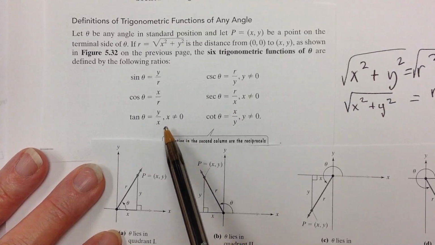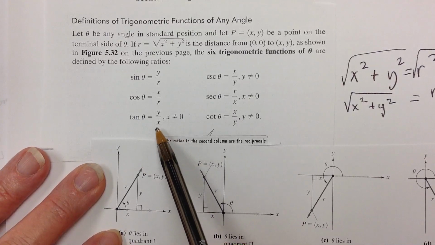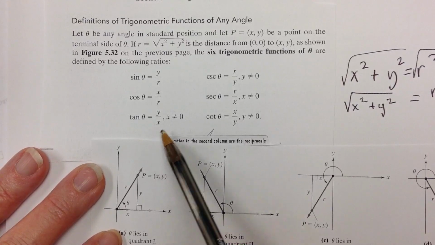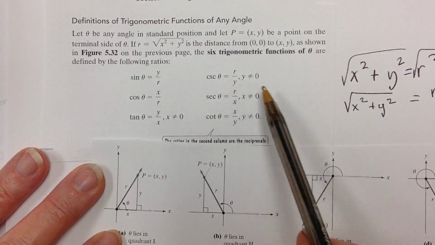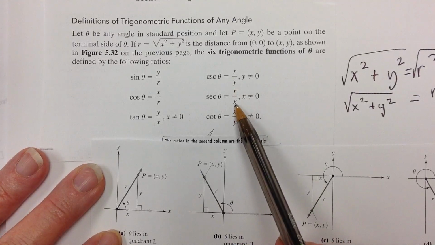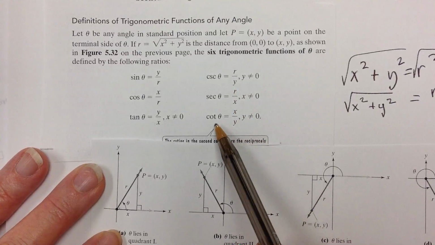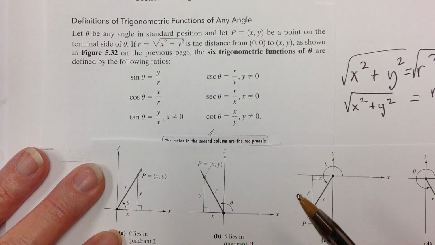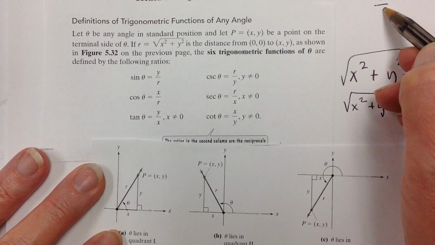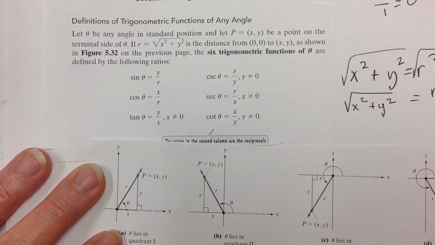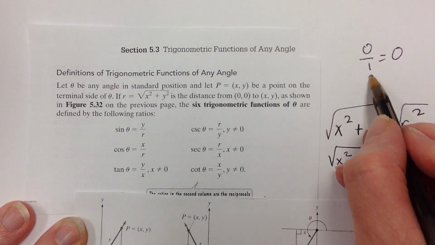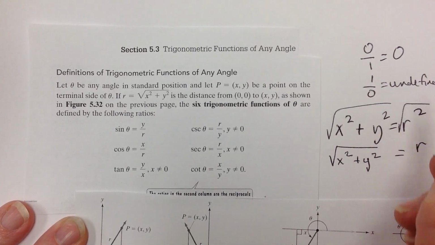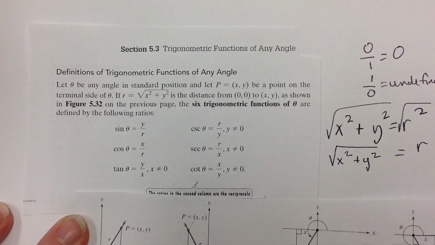Now, notice x cannot be 0. If you have 0 in the bottom of any fraction, it is undefined. So y cannot equal 0 on cosecant, x cannot equal 0 on secant, and y cannot equal 0 on cotangent. You can have 0 on top. If you have 0 on top, 0 divided by any number is 0. But if you have a number divided by 0, you get undefined. So we need to remember those rules as well.